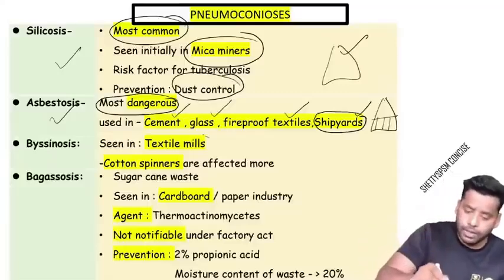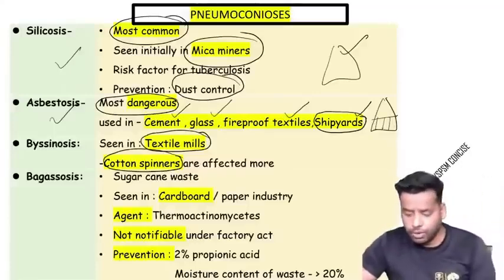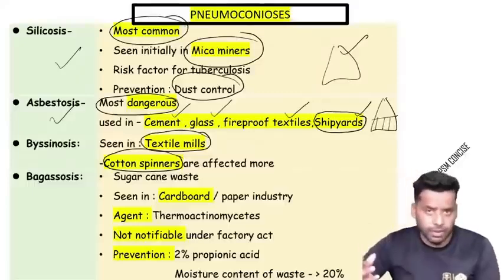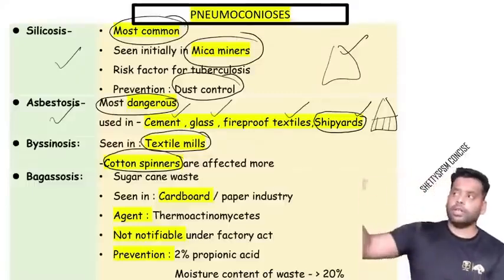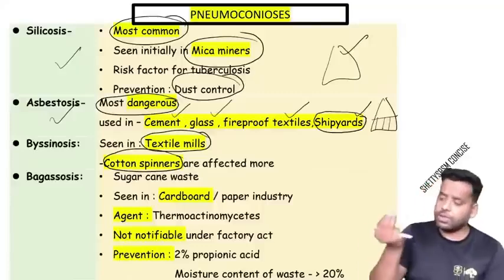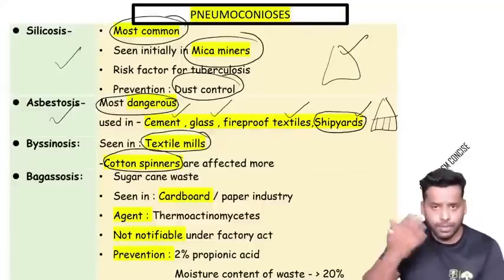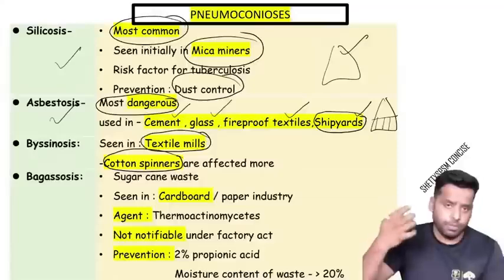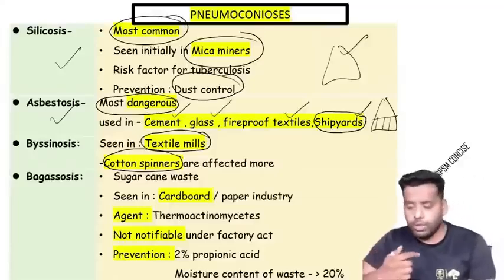Cotton mills, byssinosis. Usually the cotton spinners are affected more. Those who separate the seeds from fibers. Initially when the cotton comes to the factory, those who are separating the seeds from the fibers, spinners, they are exposed to the dust more. Byssinosis is more common in cotton spinners.